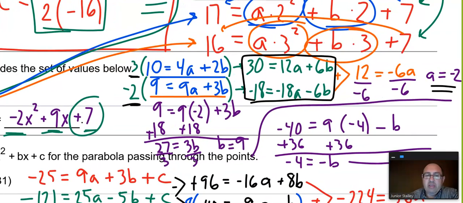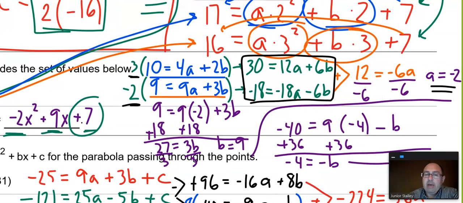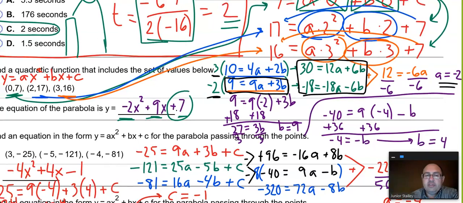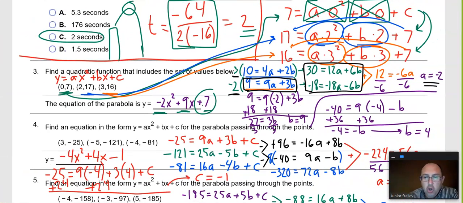So how do I find the b value? Well, I went back to one of my equations that had just a's and b's in it. In fact, I went right back to this one right here that I'm highlighting in black. And I plugged in my a value of -2, and I added 18 to both sides and divided by 3. And I got the b value of +9.